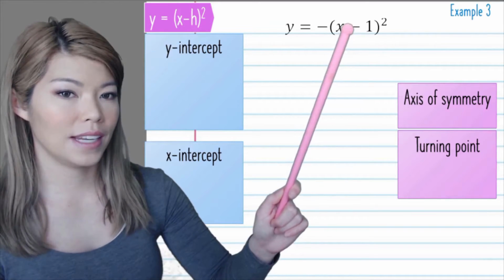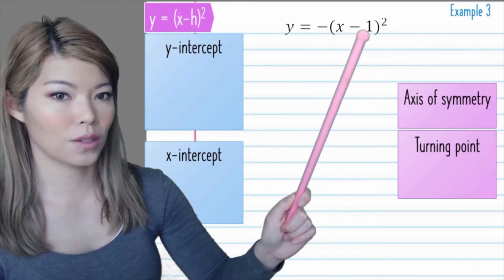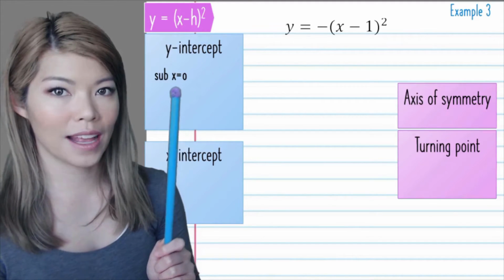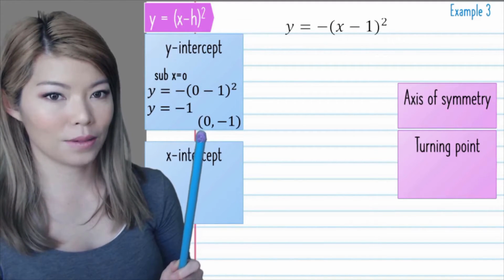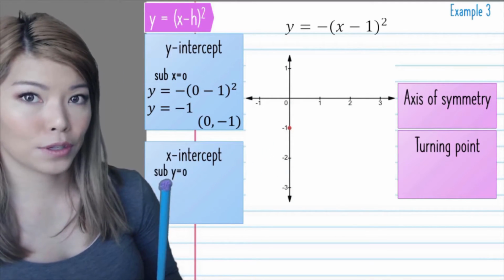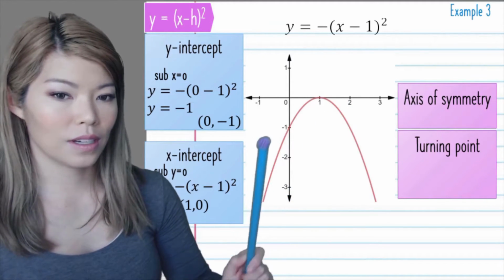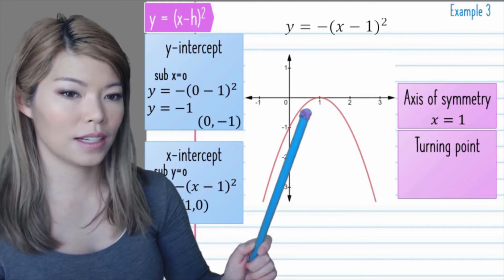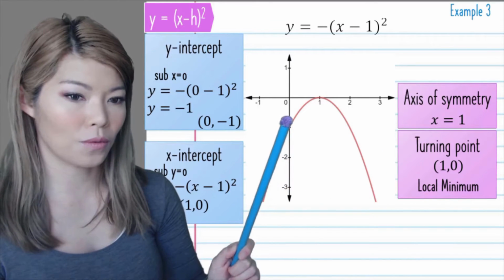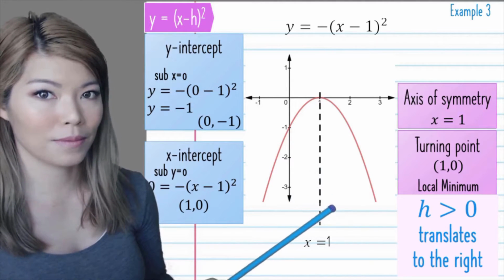What happens if I have a negative graph and a positive h? Remember, h is 1 there. x minus 1 means h is 1. So we can work out the y-intercept, substituting x equals 0 into that. We get y equals negative 1. We can plot that. And we can find the x-intercept by substituting y equals 0, and we would get 1, 0. And the graph will look like that. So the axis of symmetry is at 1 this time, and the x value of the turning point is also at 1. And we describe this graph as having been translated to the right by 1 because h is positive.